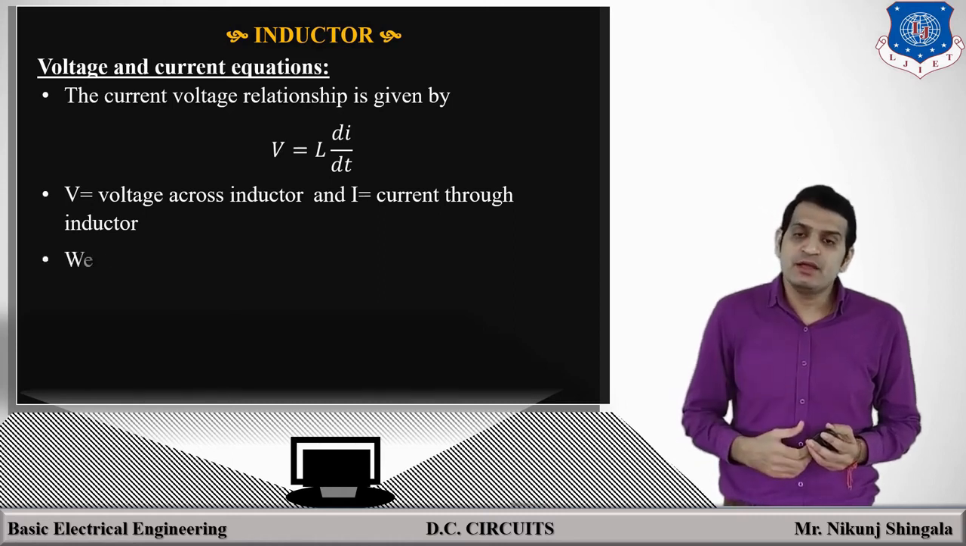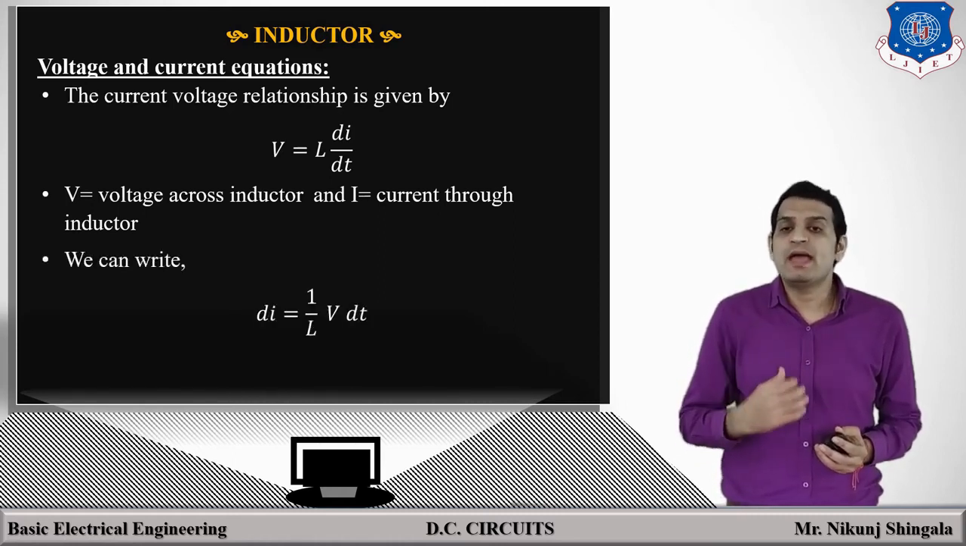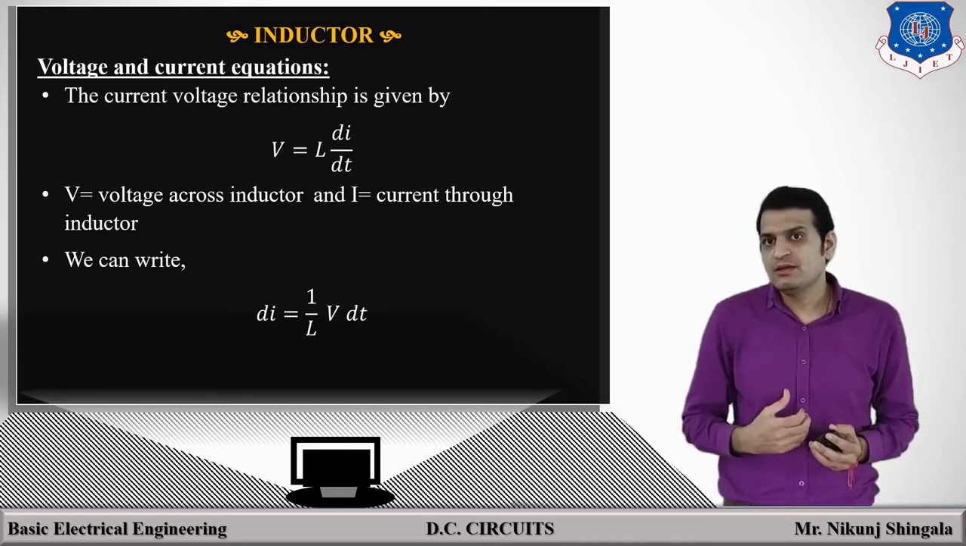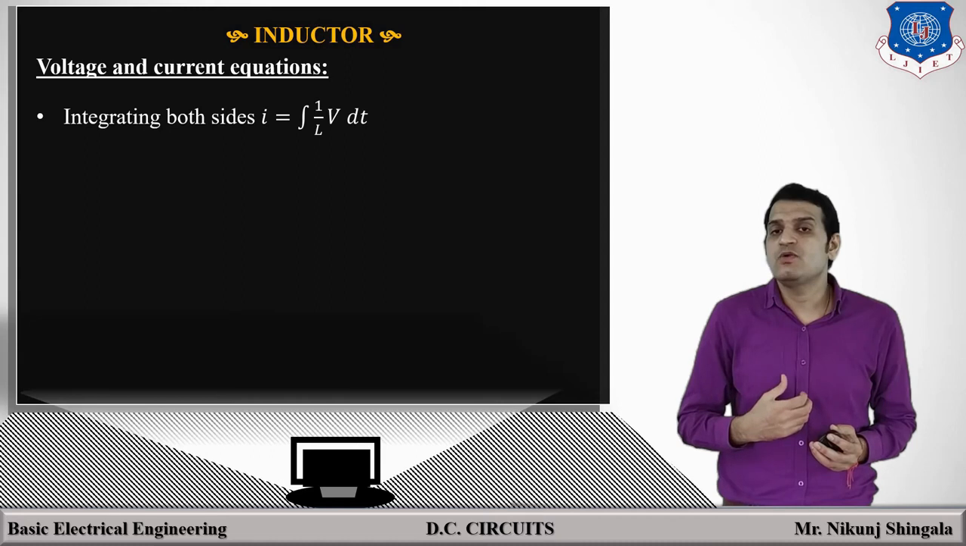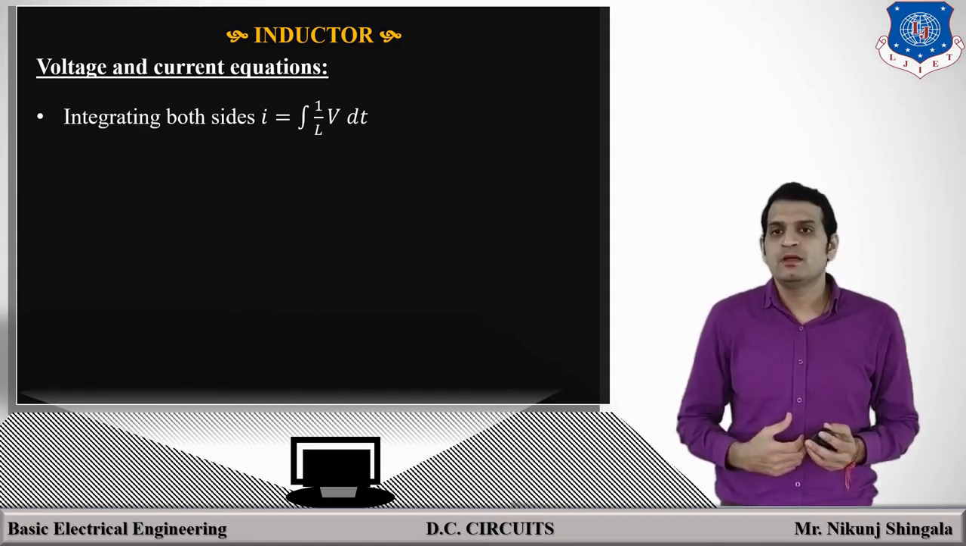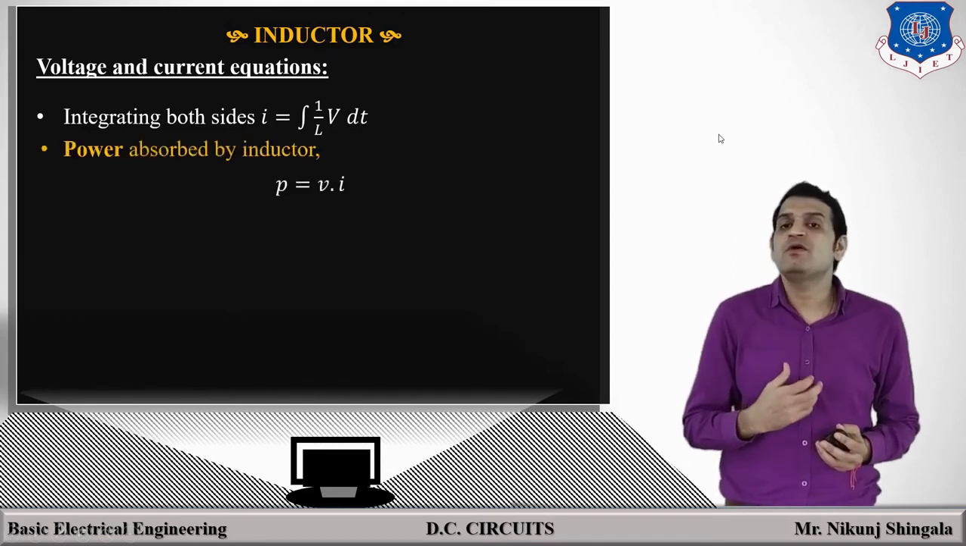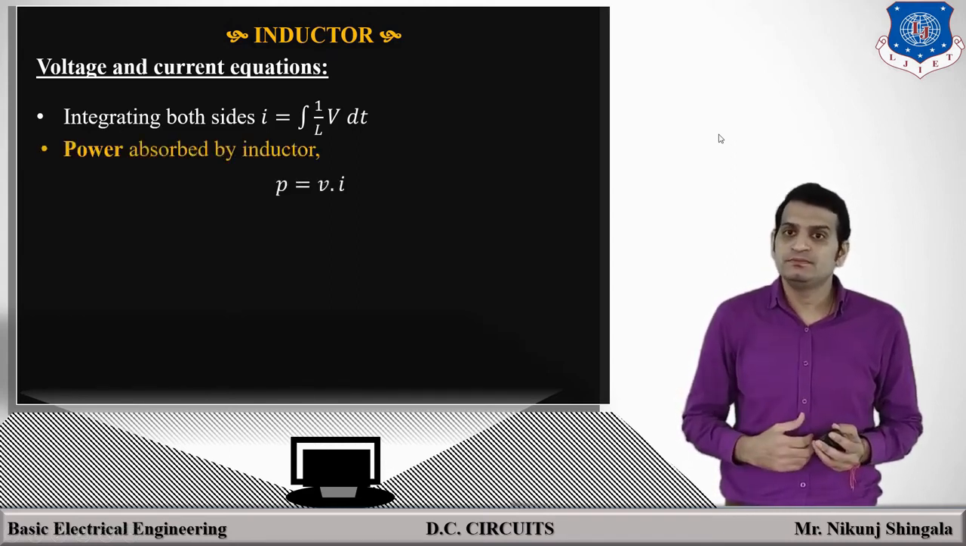Making di as a subject, di is equal to 1 divided by L times V dt. Integrating both sides, we get i is equal to the integration of 1 divided by L V dt. Next is the power absorbed by the inductor. Power is given by the product of voltage and current.